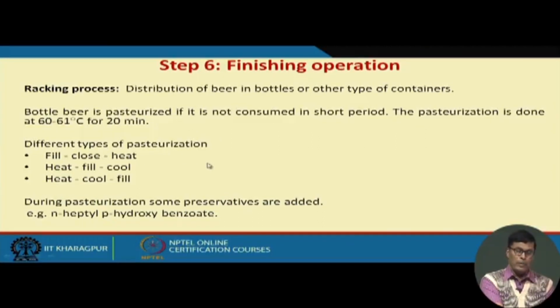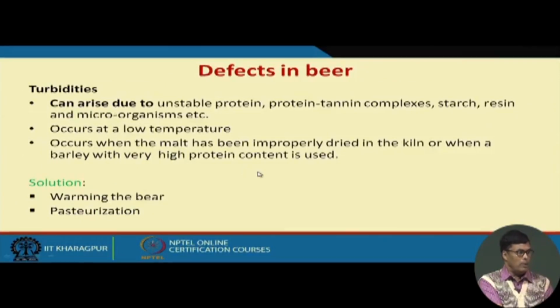And we have three types of pasteurization: fill, close and heat; heat, fill and close; heat, cool and fill. So first you fill, then close, then heat. Or first you heat, then fill, then close. So there are three different modes of operation we have for the pasteurization of the beer.